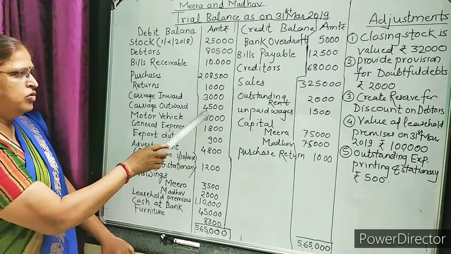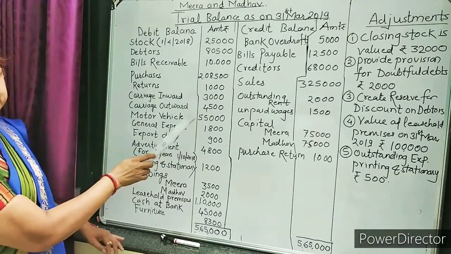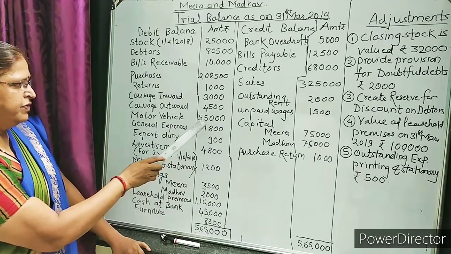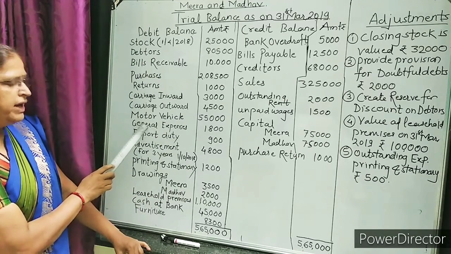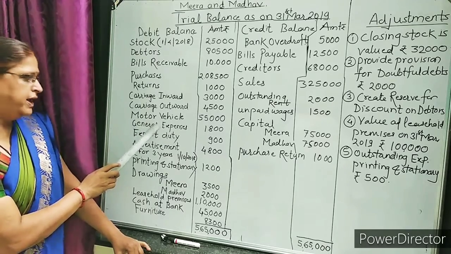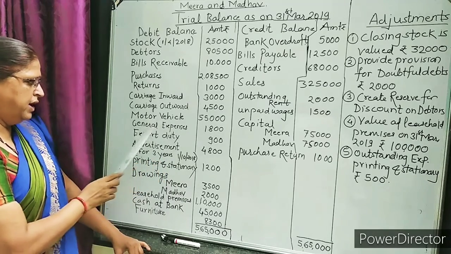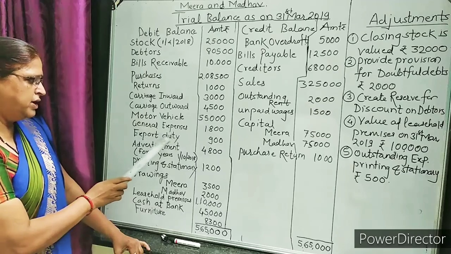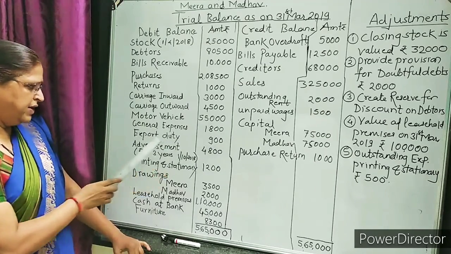which is rupees 4,500. Motor vehicle, it is the asset of the business and we have to record to the balance sheet asset side, 55,000. General expenses. This is a profit and loss item. It is the indirect expense and we have to take to the profit and loss account debit side, which is rupees 1,800. Export duty. Again it is the indirect expense. We have to take to the profit and loss account debit side, which is rupees 900.